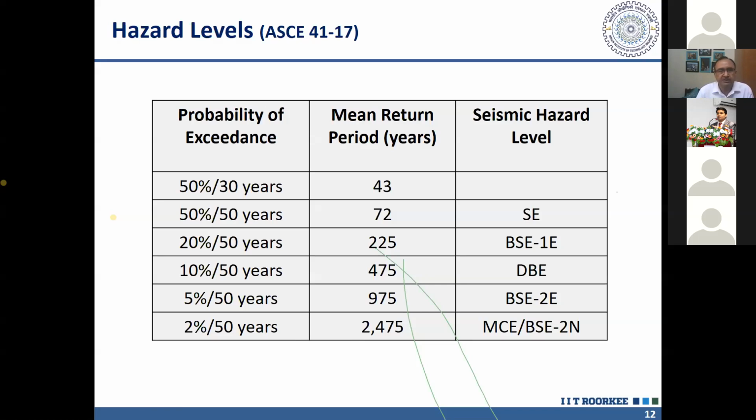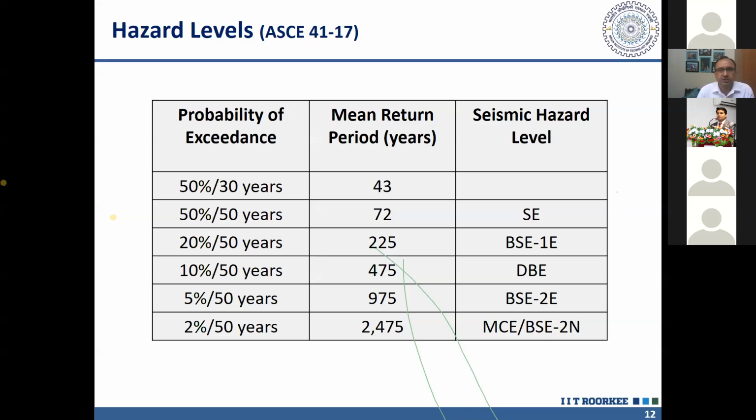And it has a corresponding 2% probability of exceedance in 50 years. So 50 years is usually our design period of the structures. So it has a 2% probability of being exceeded in the design life.